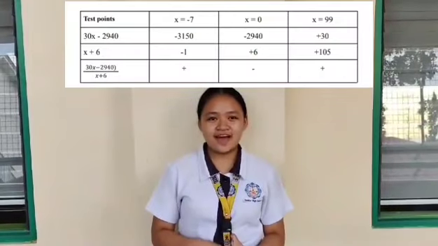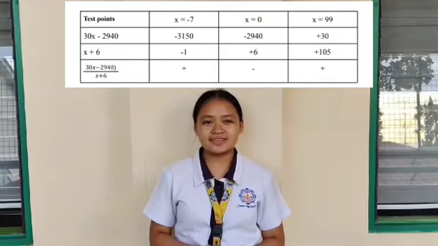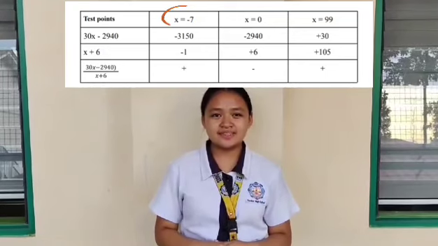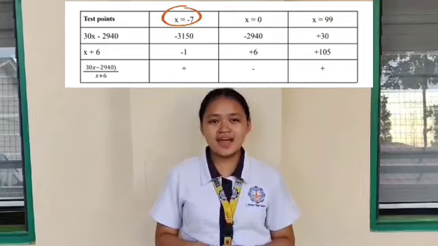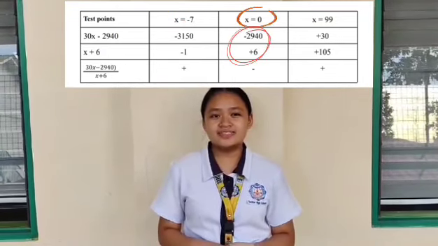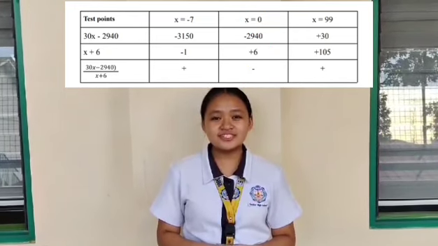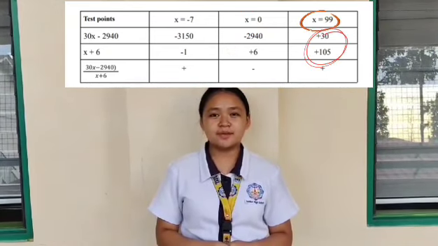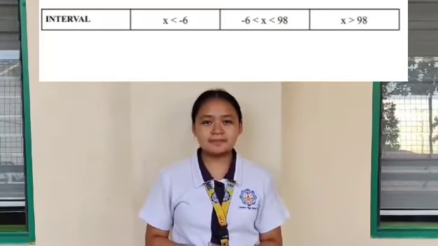Let us now divide all the answers that we get from substituting all the values of x. Since the answers that we get from substituting x is equal to negative 7 are both negative, the quotient is positive. And the answers that we get from substituting x is equal to 0 are negative and positive, therefore the quotient is negative. The answers that we get from substituting x is equal to 99 are both positive. The quotient is positive. The solution of the equation must be positive.